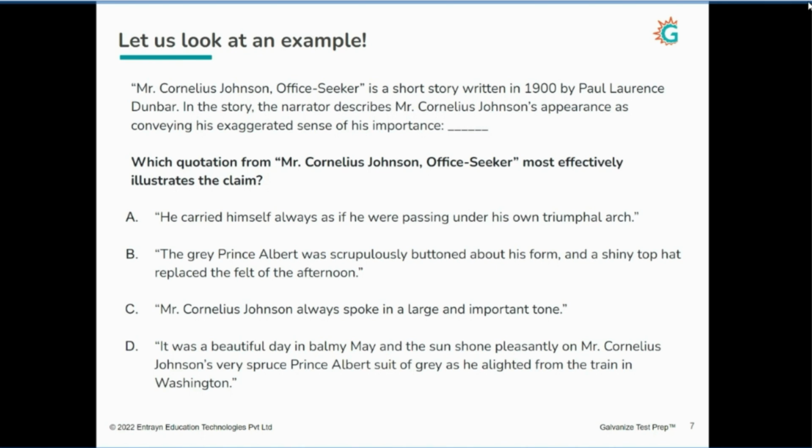Right? Okay. Now, here, what is given here? This person, the Grey Prince Albert. So he saw him as some kind of prince, apparently, was scrupulously buttoned about his form, and a shiny top hat replaced the felt of the afternoon. Okay. So you know that this person is well dressed, right? But then, do you know that he thinks too much of himself? How do you know that?